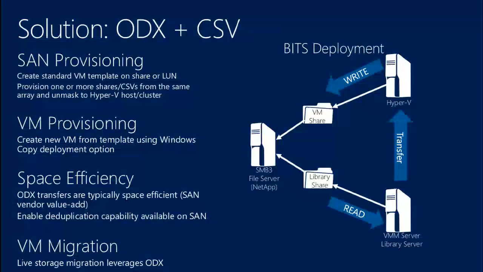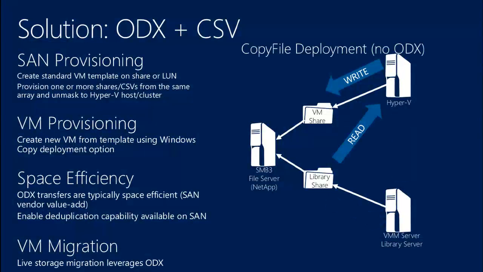So like I mentioned before, a BITS deployment essentially consumes CPU and network from the library because it essentially needs to read some chunk of data. It transfers it over HTTP or HTTPS, and then on the Hyper-V side, it has to write that chunk of data. So that repeats until the VHD is done deploying, even if it's on the same SAN. It could be a Windows Scale-Out file server or a NetApp SAN in this case. BITS isn't smart. Let's assume ODX isn't enabled, just for whatever reason. Maybe it's a different array.